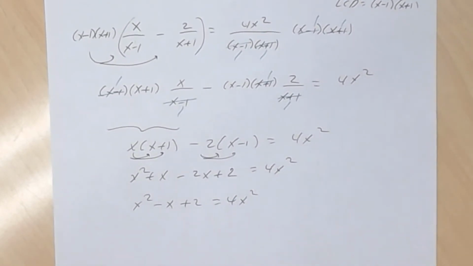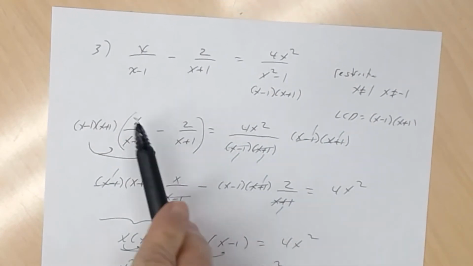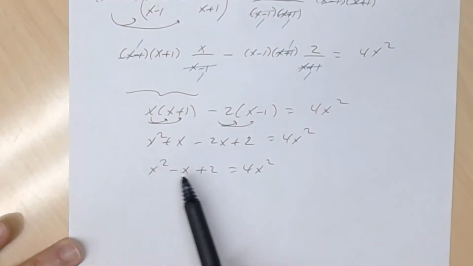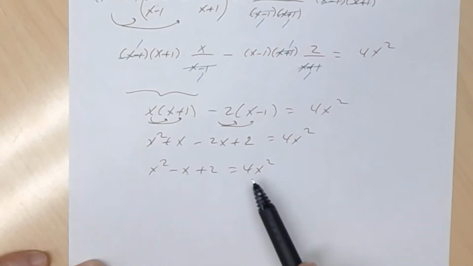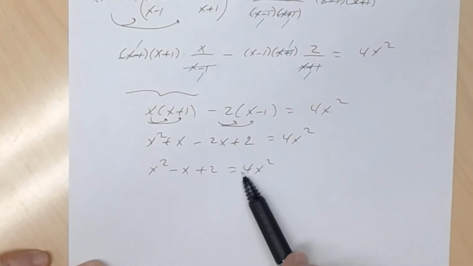Okay, now look at what we have. All right, I went from a rational equation to a quadratic equation. Okay, now let's go ahead and put this in standard form. Now you see how the coefficient of x squared on both sides?